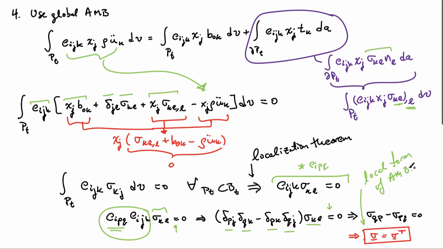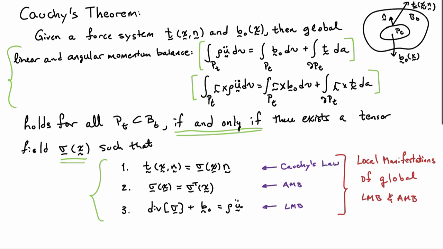So that completes the forward proof of Cauchy's theorem. If I flip back to what we had, we were trying to prove Cauchy's law: that this tensor that appears here is symmetric, and that the divergence of this tensor field plus the body force is equal to the density times the acceleration. And so this gives the complete forward part of the proof, starting from global linear and angular momentum balance and proving these consequences.